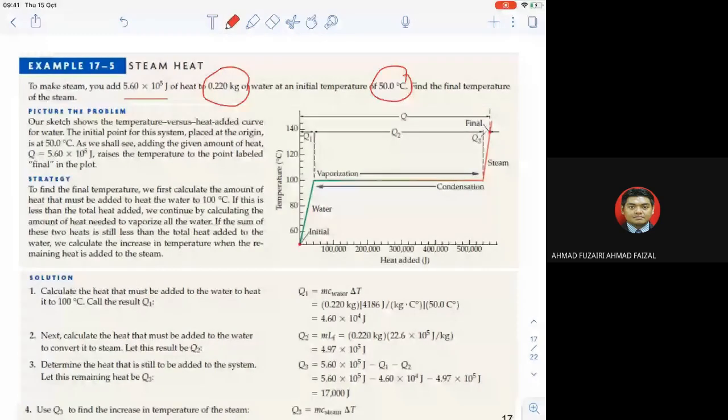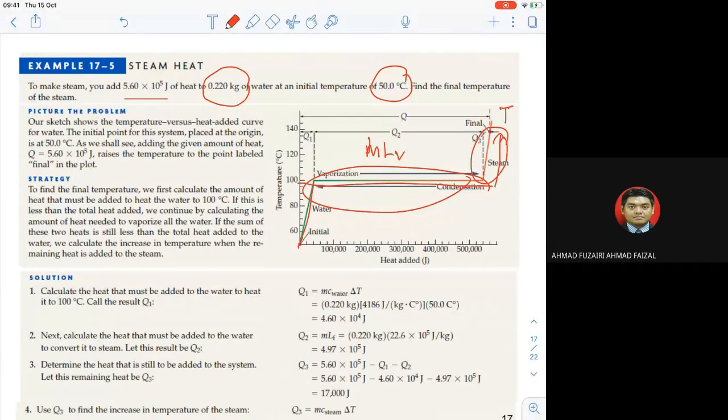Dia tak boleh terus naik jadi berapa temperature, tak boleh, because it must reach the boiling point first, and at that particular boiling point, we must use MLV, latent heat of vaporization, and then we add the last part from the 100 to the last temperature, and then we can easily get the final temperature.